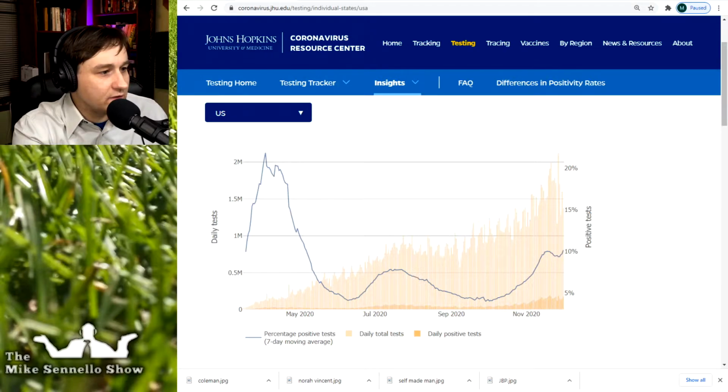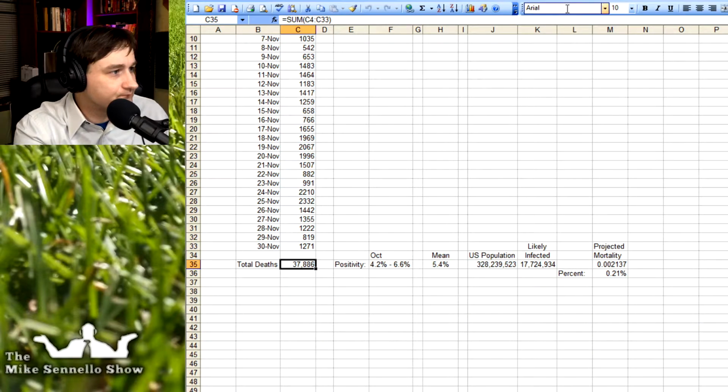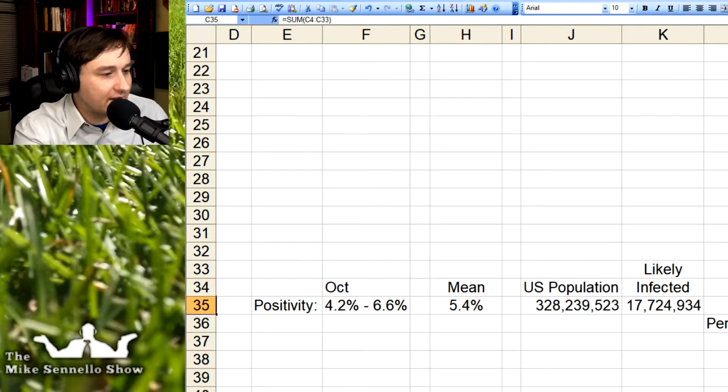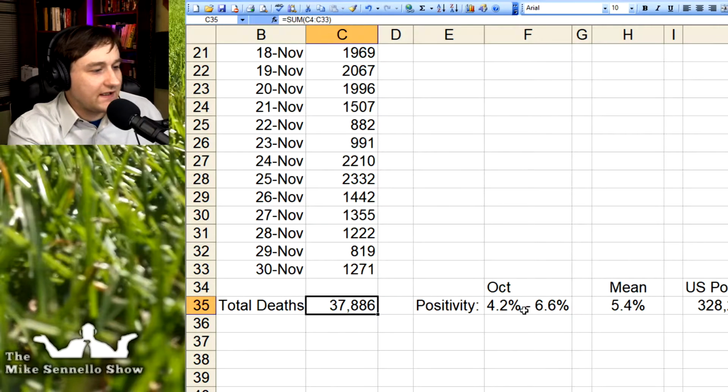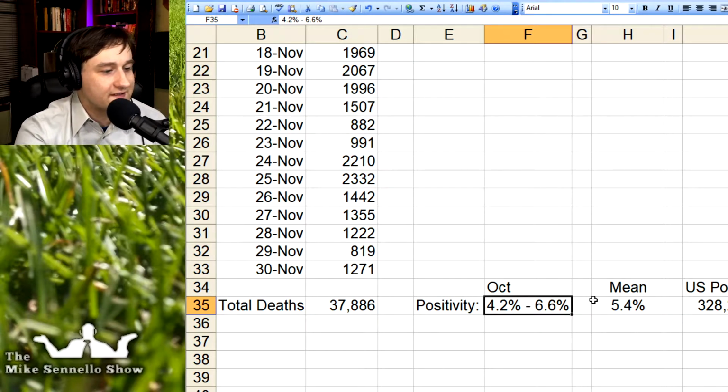So what we can do, if we zoom in here, let's zoom in. Make it 200% so everybody can read that. So the mean of 4.2 to 6.6% is 5.4%.